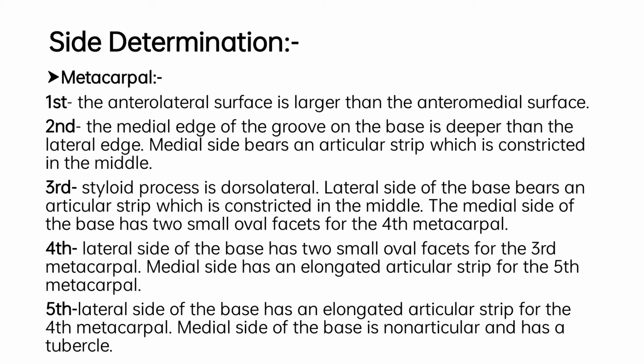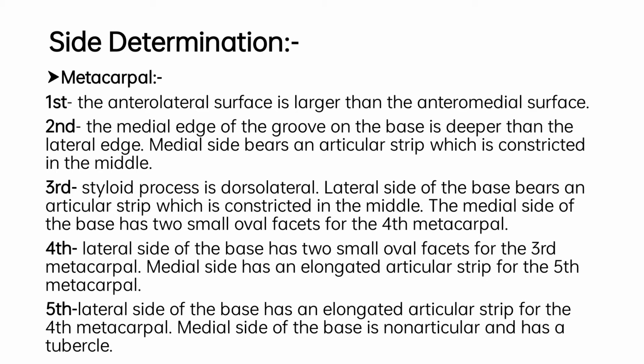Now, in the first metacarpal, the anterolateral surface is larger than the anteromedial surface. Alright, anterolateral is larger because it's the outer side. So that surface is larger than the anteromedial side. Second metacarpal, the medial edge of the groove on the base is deeper than the lateral edge. The medial side of the base bears an articular strip which is constricted in the middle.